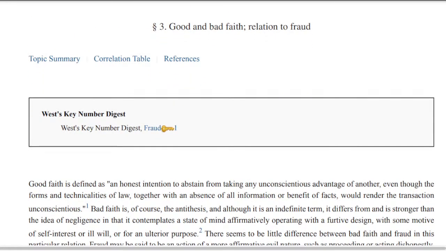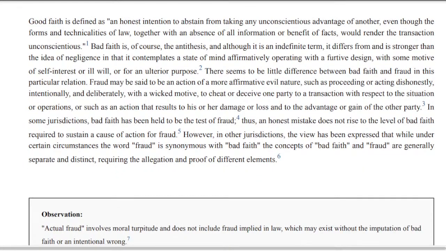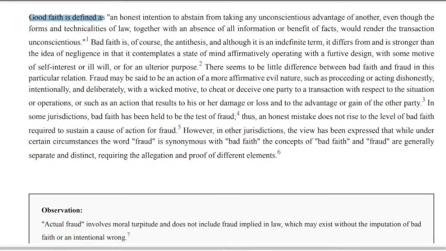On to Section 3. Good and bad faith. Relation to fraud. Good faith is defined as an honest intention to abstain from taking any unconscientious advantage of another, even though the forms and technicalities of law, together with an absence of all other information or benefits of facts, would render the transaction unconscientious. Bad faith is, of course, the antithesis.